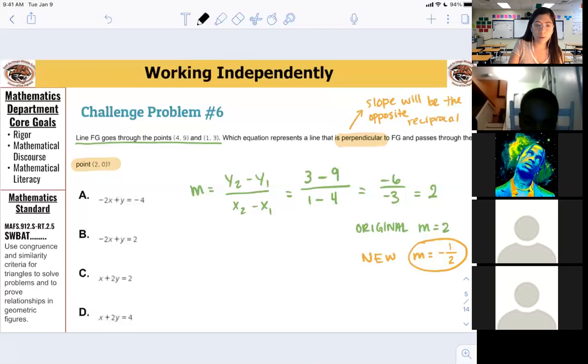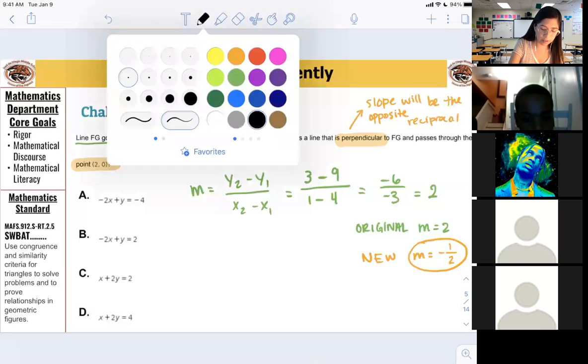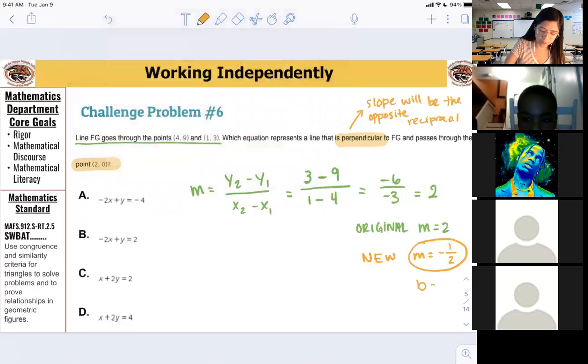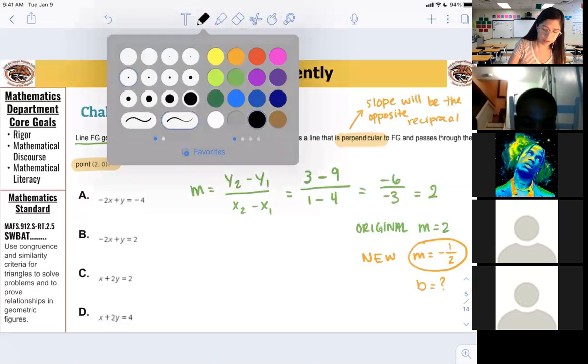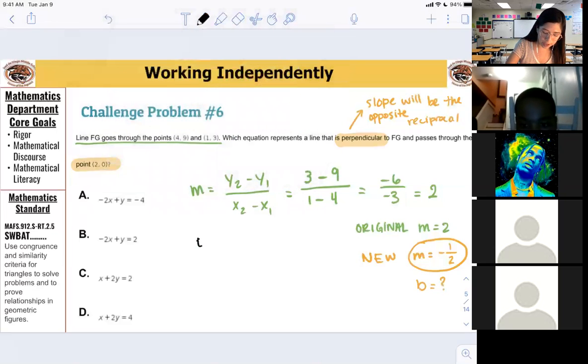In order to write the equation for this line, if all I know is the slope so far, there's one more value I need to figure out. I need to figure out the y-intercept. I don't know what it is, so I am going to find it. I'm going to start by writing down y equals mx plus b, and plug in everything except for the b, because the b is what I'm looking for. I don't know the value of b. I need to figure it out.